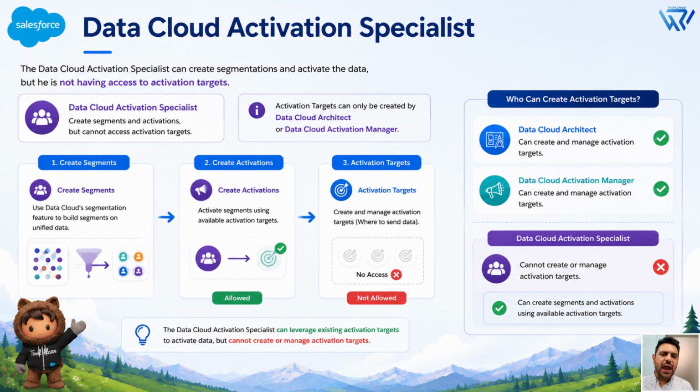Then we have Data Cloud Activation Specialist, who can create segmentations and activate the data, but does not have access to activation targets. That means a Data Cloud Architect or a Data Cloud Activation Manager should be creating activation targets, the targets where you want to activate the segmented data from Data Cloud. But the Data Cloud Activation Specialist does not have access to data activation targets, though he still can go and create segments and activations if activation targets are available.